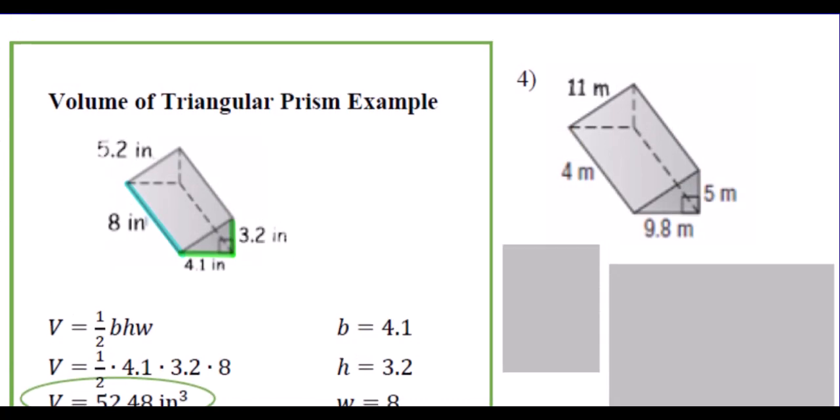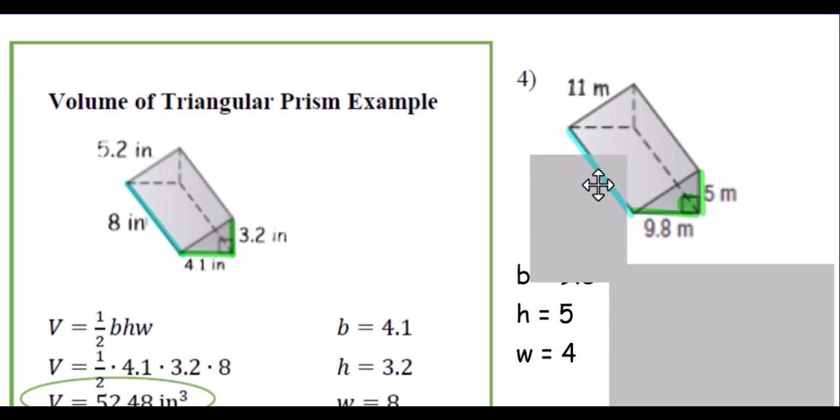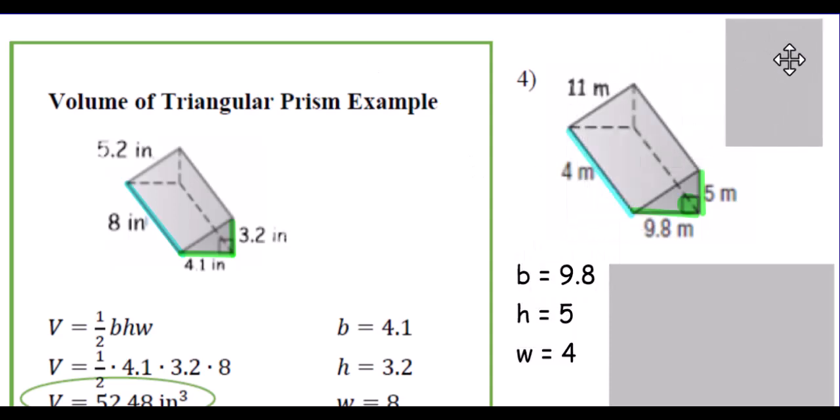So in number 4, we're looking for that 90-degree angle, which we can see right here. So when we identify base and height, we want those to intersect at a 90-degree angle. So our base and height will be that 9.8 and the 5. And then the width of our prism will be 4. Like the last example, you can see this is the same picture actually with different numbers. We do not need to use the 11 meters. So I'll just go ahead and reveal our base, height, and width.